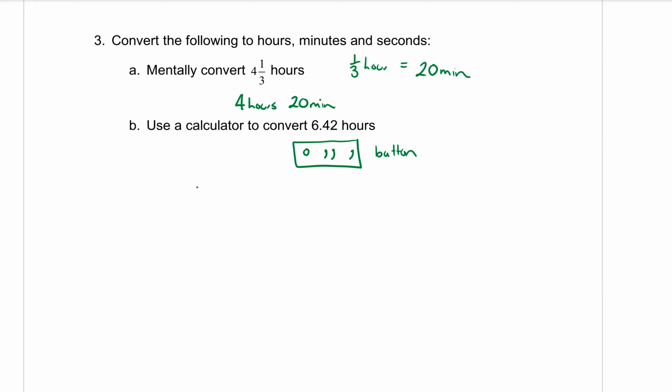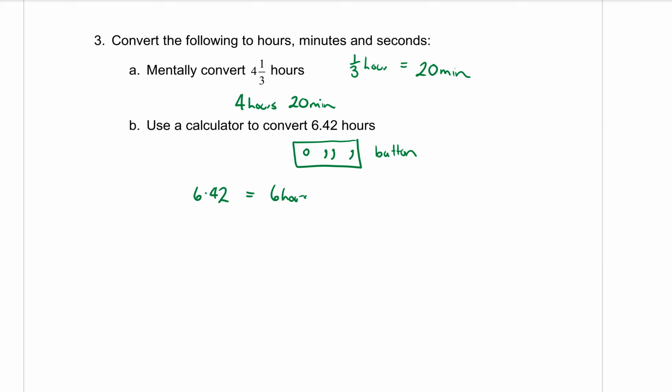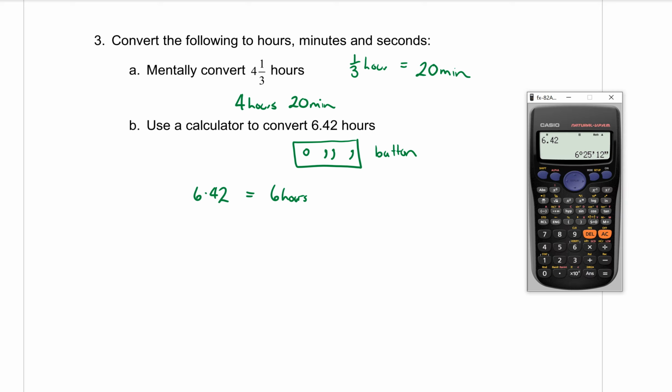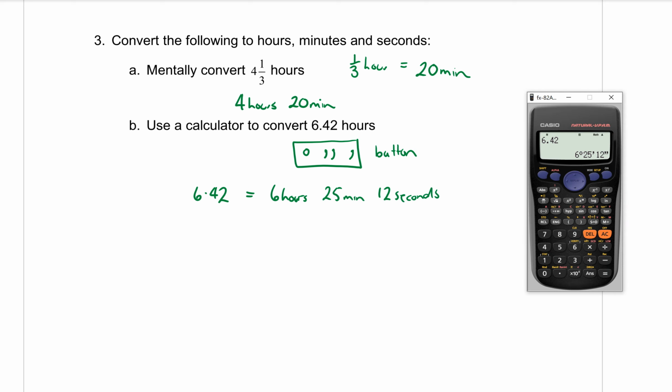So 6.42 is equal to, using the calculator, 6 hours, 25 minutes and 12 seconds. You could also use it to check the first question that we did. So we could type in, with our mixed numeral button, 4 and 1/3. Remember you have to press equals, but then you press the bubble button, and there's my 4 hours, 20 minutes, no seconds. All right, that's it.